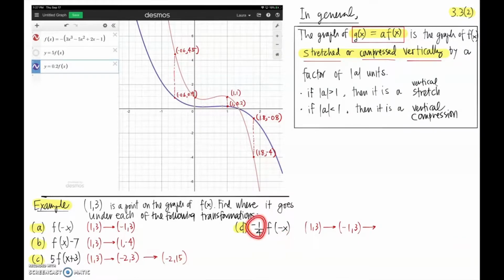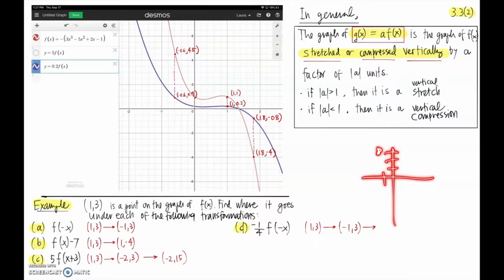We're going to deal with these guys now, and we'll start with the 1/4. We actually could do either of these first, but we'll take care of this vertical stretch or compression. It looks like it's going to be a compression because its absolute value is less than 1. So now we're at the point (-1, 3), and we're going to compress this point vertically by a factor of 4. That means we're dividing the y value by 4.